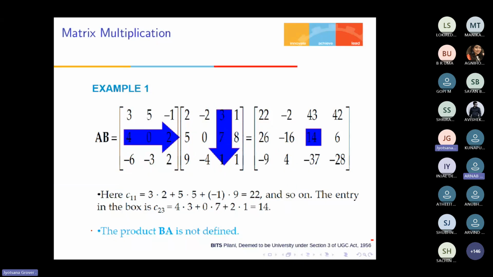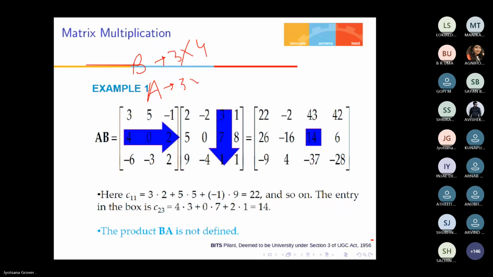Ma'am, why is BA not defined? Very good question. See, what is the dimension of B? 3 cross 4. To perform matrix multiplication, the inner dimension must match. Otherwise, we cannot do matrix multiplication. Right, so that's the criteria.